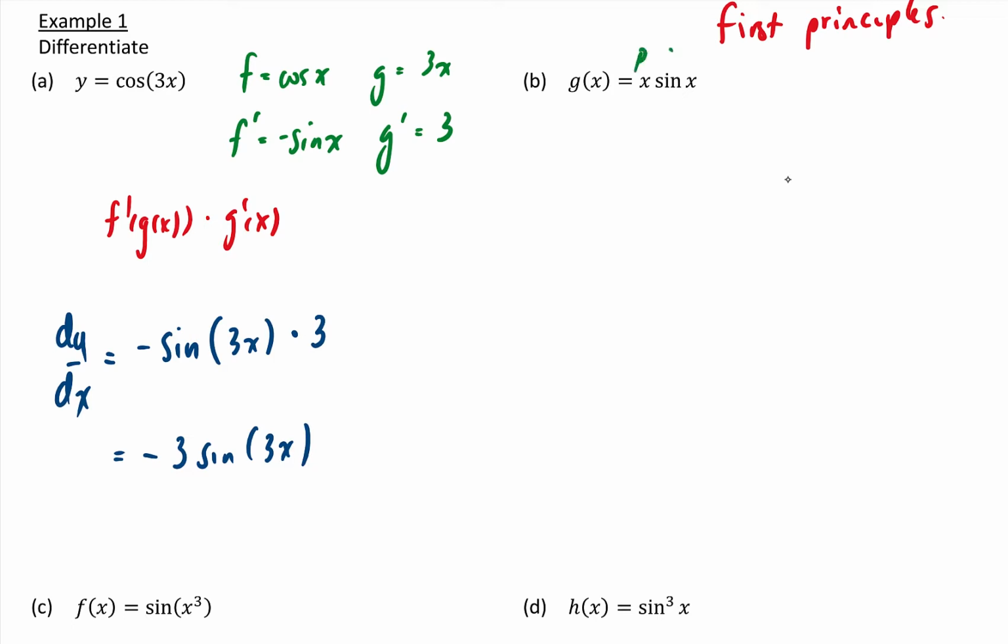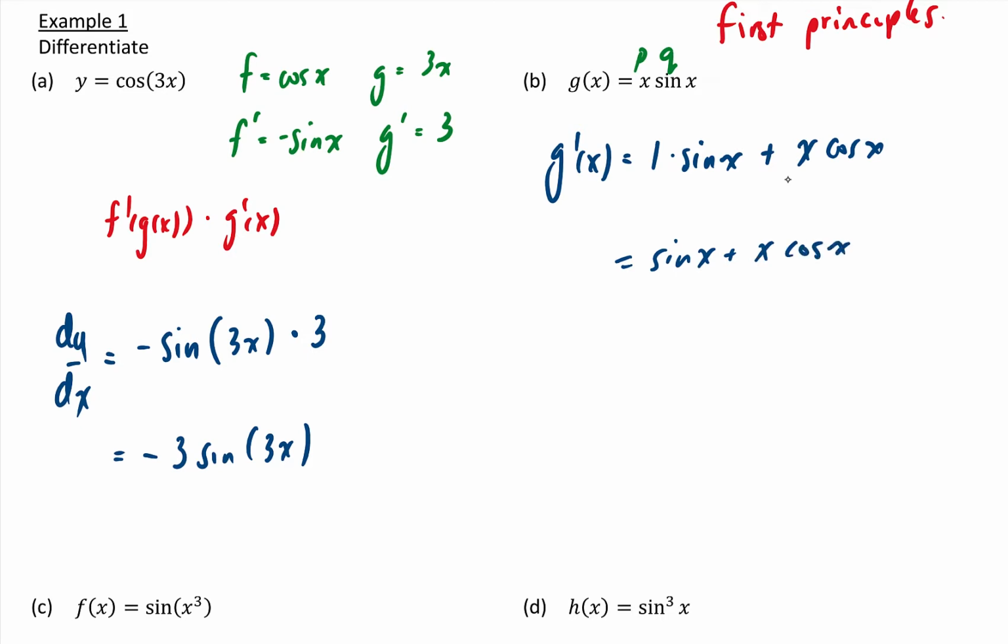Next one, notice we need the product rule. We have a function times a function. So for this example, p prime q, that would be 1 times sine of x, plus pq prime, that would be x times cosine of x. So this derivative is equal to sine of x plus x times cosine of x.